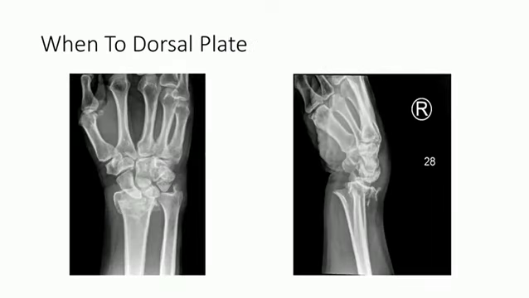Dorsal plating is another question, right? I've already shown you this example here. When do we dorsally plate? The simple answer is when we need to, but really it's when we see this dorsal comminution, when we know that we have to push that bone back into its home.